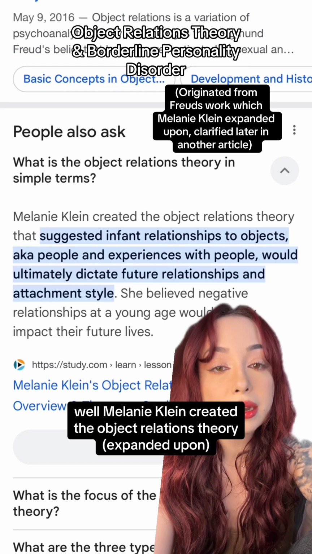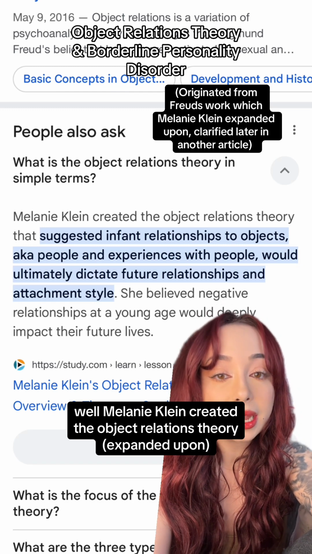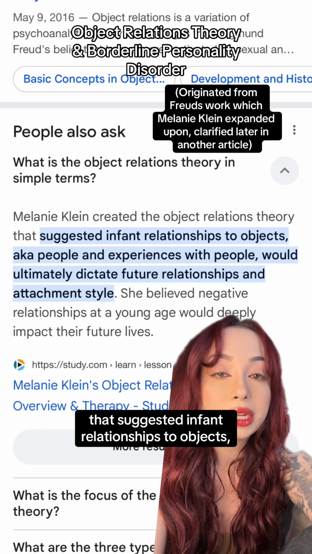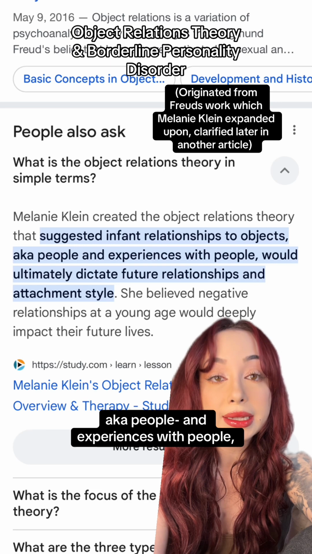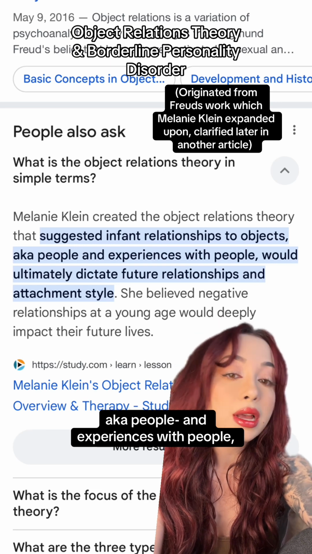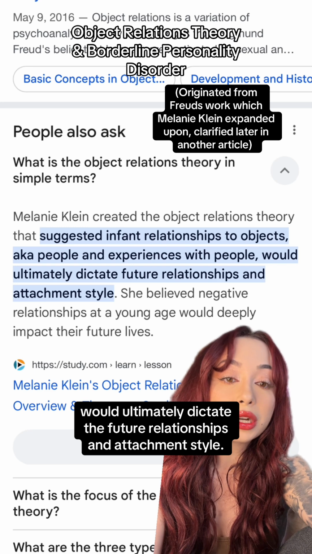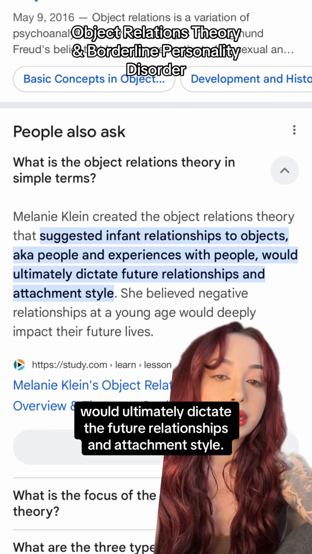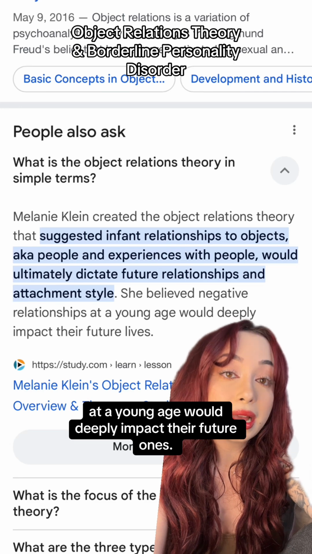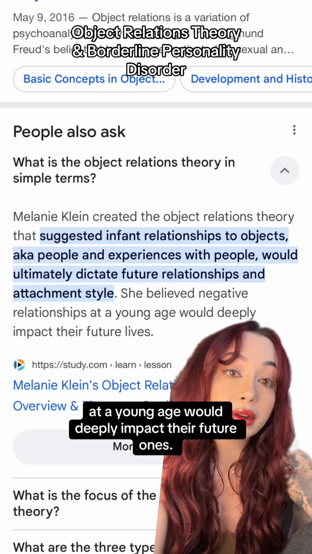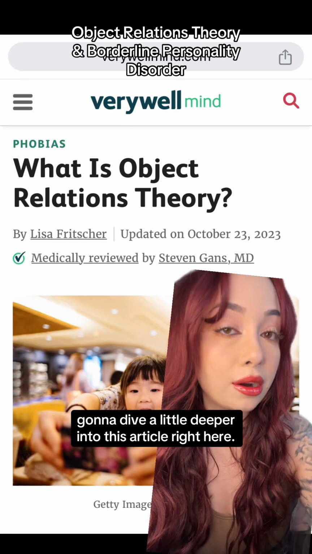Well, Melanie Klein created the object relations theory that suggested infant relationships to objects, aka people and experiences with people, would ultimately dictate the future relationships and attachment style. She believed that negative relationships at a young age would deeply impact their future. I'm going to dive a little deeper into this article right here.